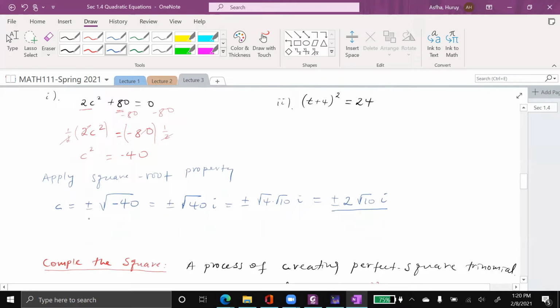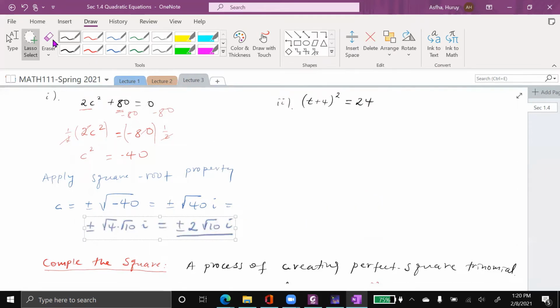Therefore, the solution to this one, oops, I have to put this on this side. Right.